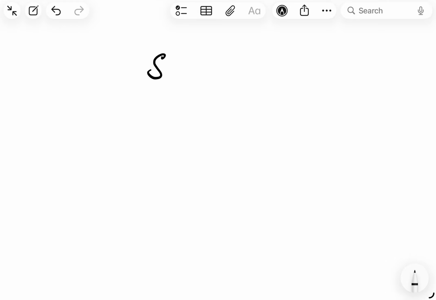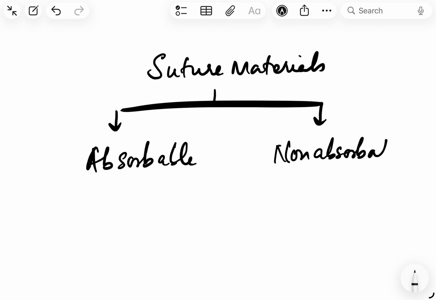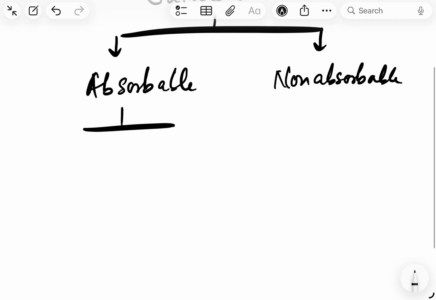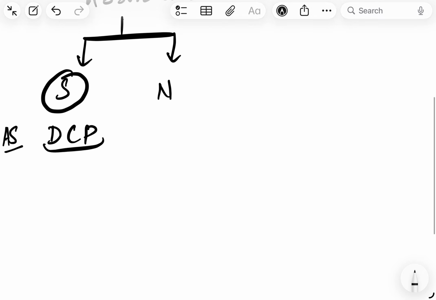So, suture materials. They can be classified as absorbable and non-absorbable. In absorbable, we have synthetic and natural. The mnemonic for synthetic is DCP. So you remember, assistant surgeon and DCP are working together.